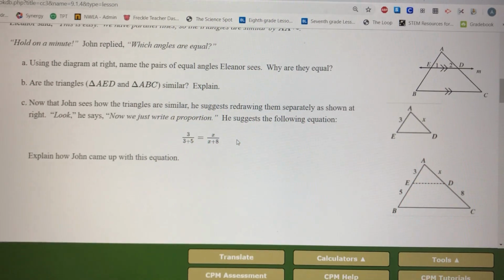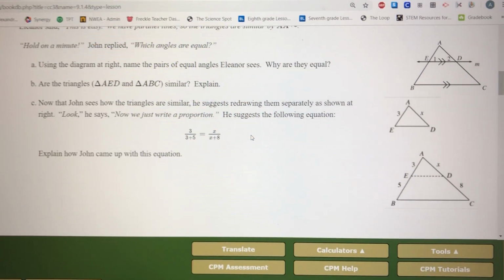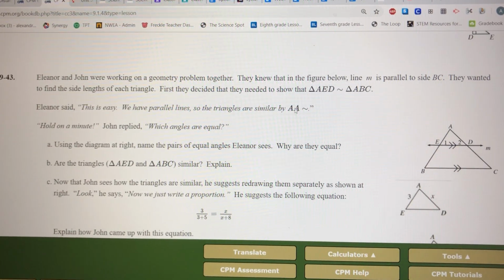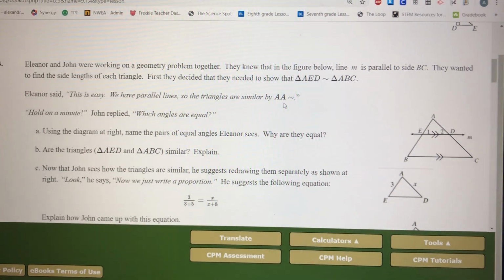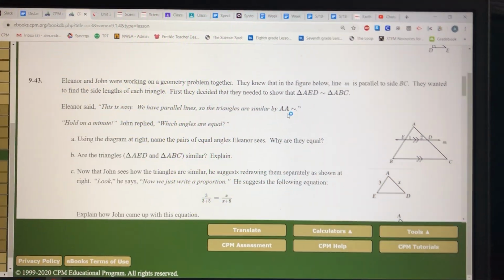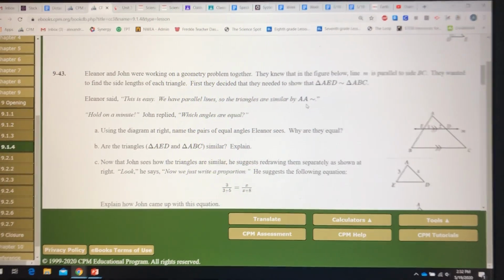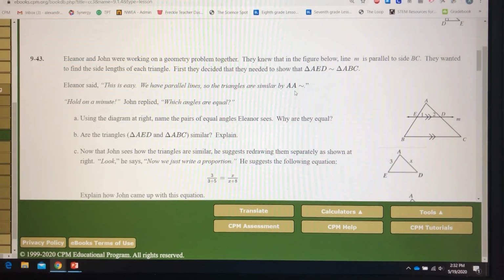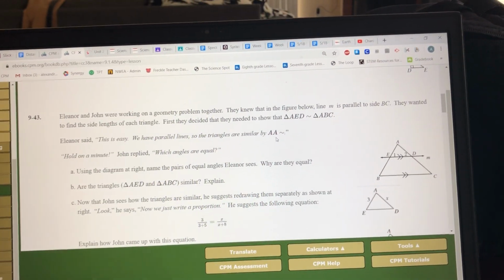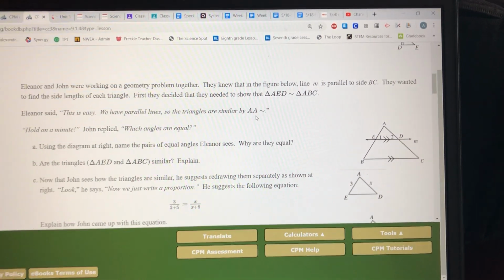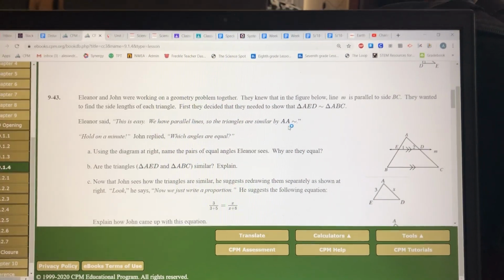It was kind of a lot, but knowing about angle-angle similarity is important, and we're going to get into the very new but very important triangle theory next week called the Pythagorean theorem.